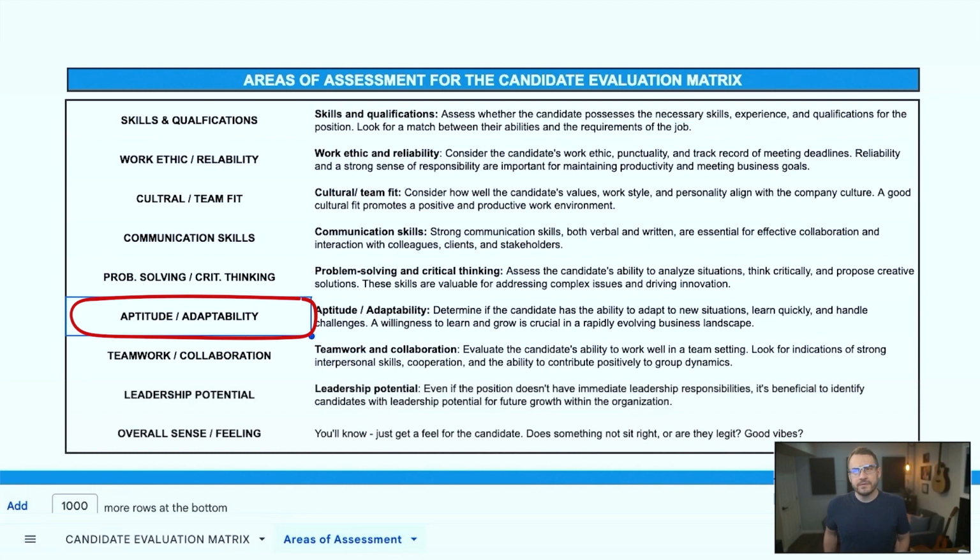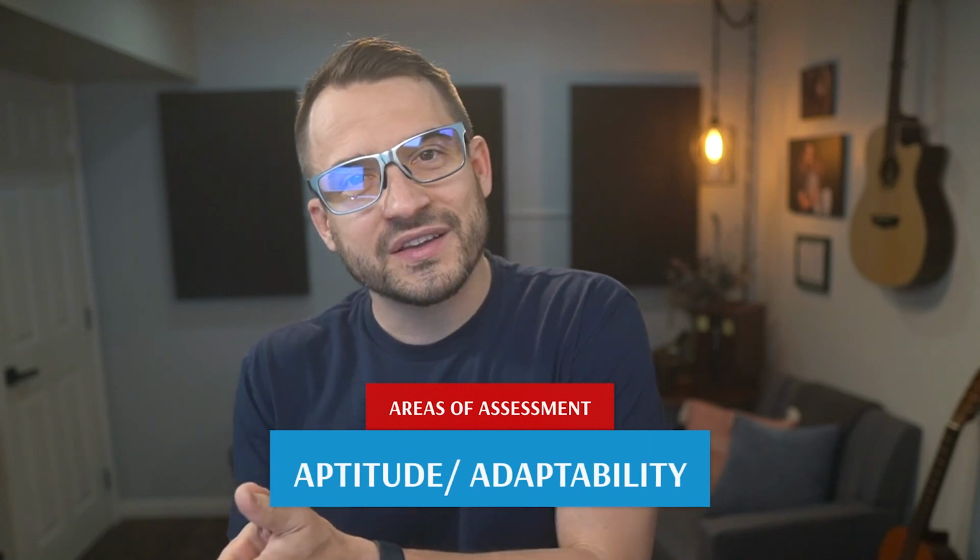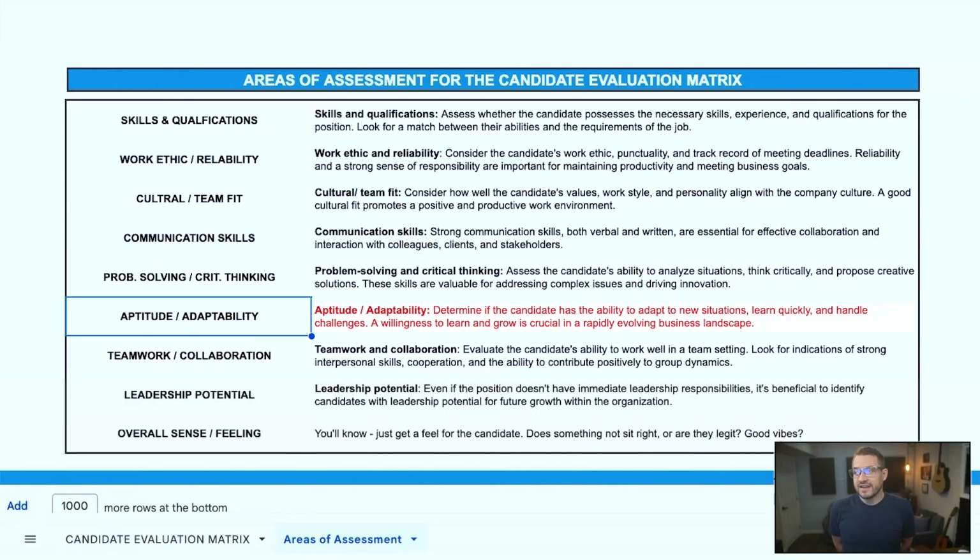So aptitude and adaptability, we kind of covered. Skills and qualifications are in alignment with that. That is to say that if they really don't have the skill sets already, but you believe and they are demonstrating their ability to learn quickly, then you can determine if the candidate has that ability to adapt to new situations, learn quickly, and handle challenges.